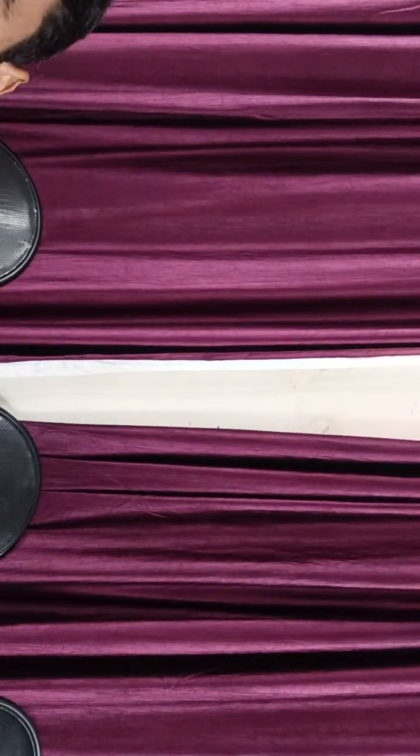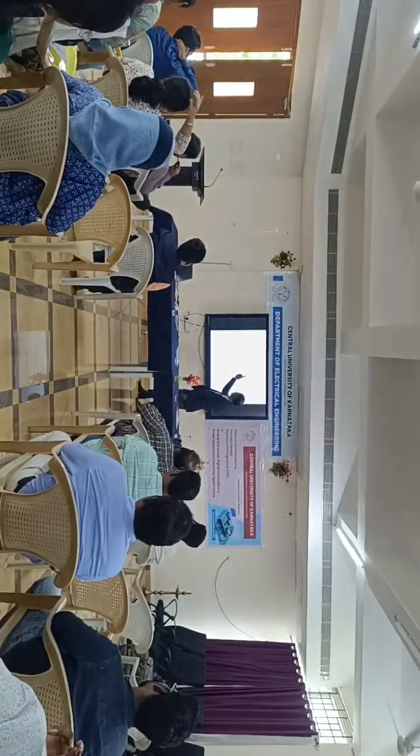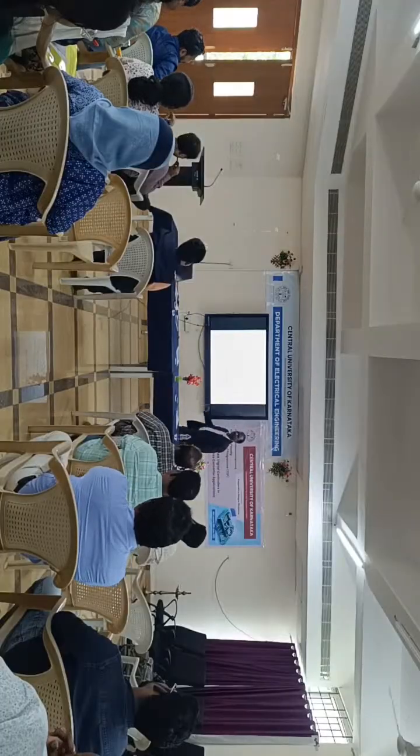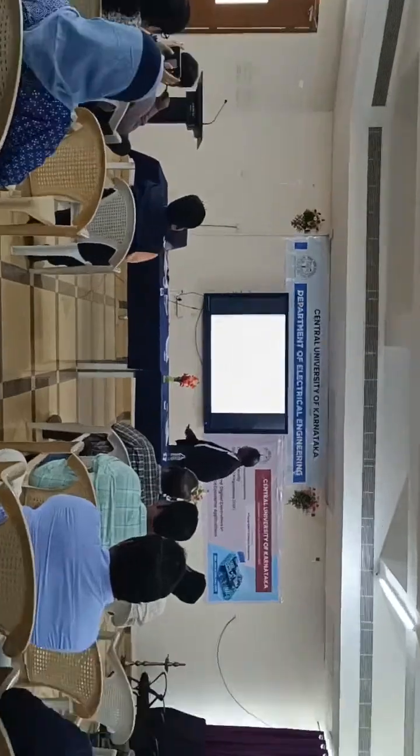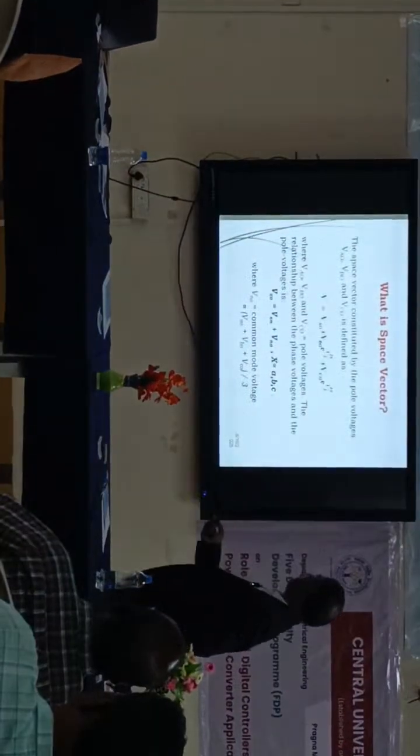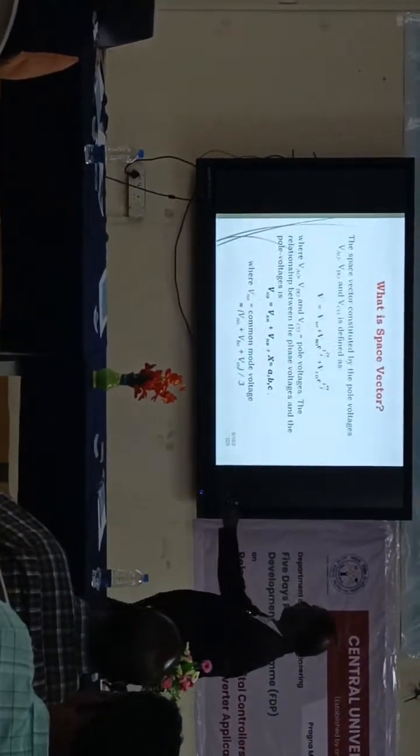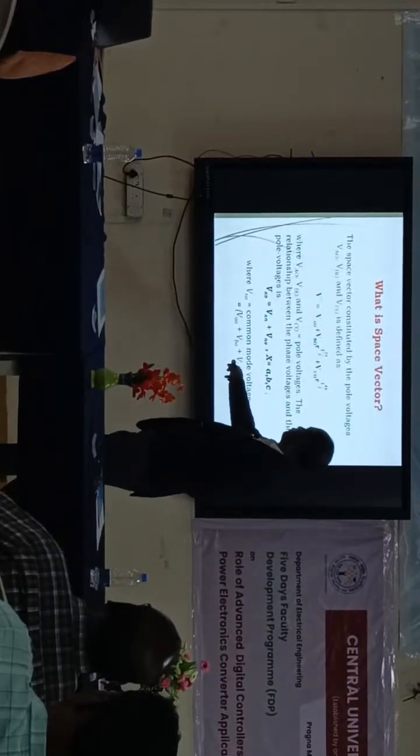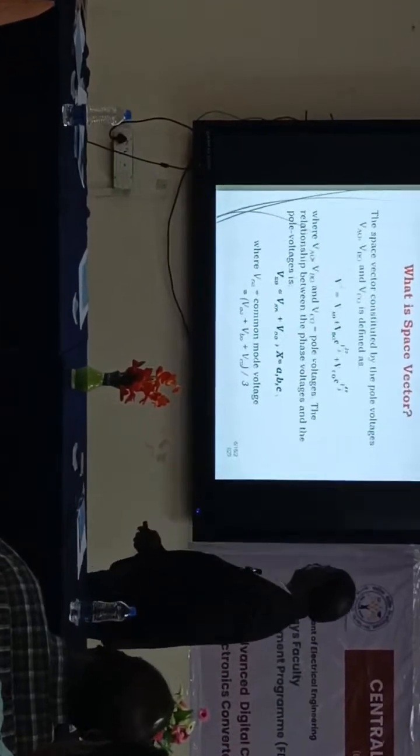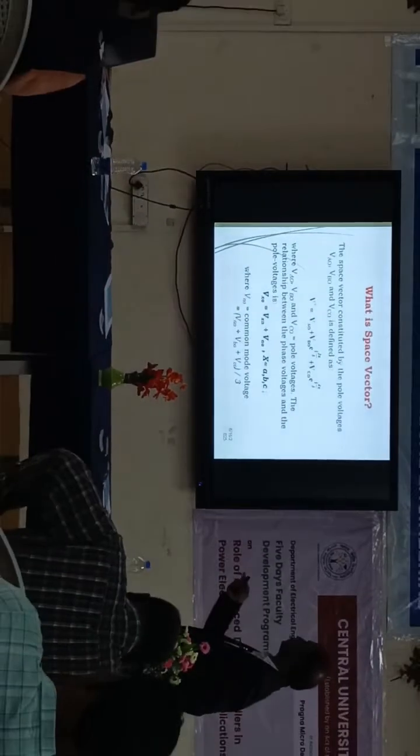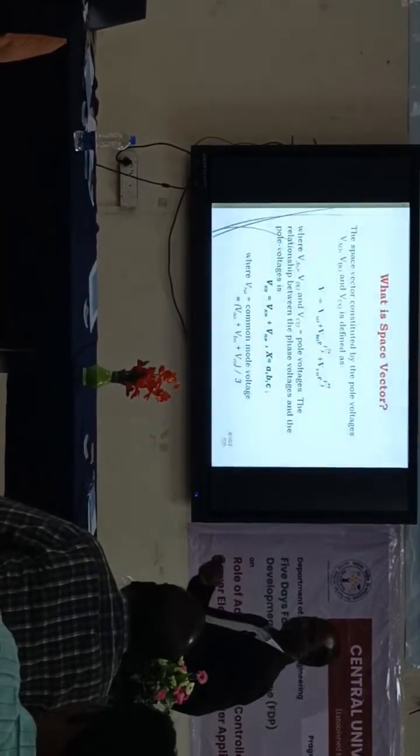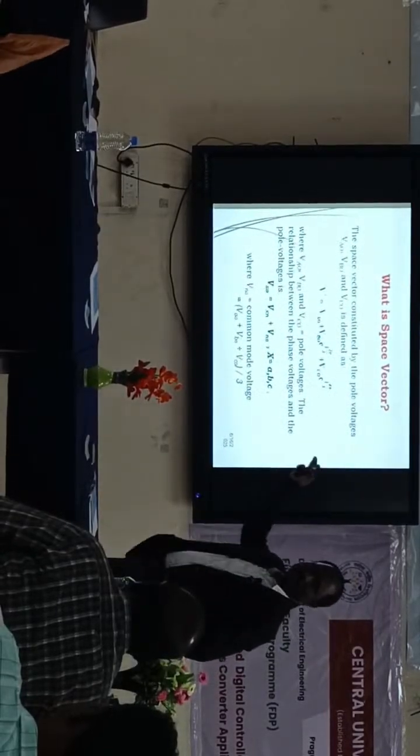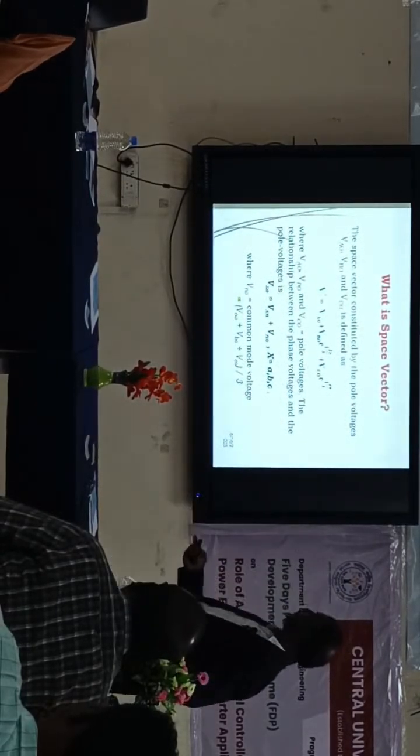What is the space vector? VA0 plus VB0 e to the power of j2π/3 plus VC0 e to the power of minus j2π/3, that is j4π/3. So here VA0, VB0, VC0 are called pole voltages. Here there is a common mode voltage, VA0 plus VB0 plus VC0 divided by 3, which is nothing but the common mode voltage. So this is the definition of space vector with three pole voltages. It should be rotating in nature. That's why we are giving the definition like this.